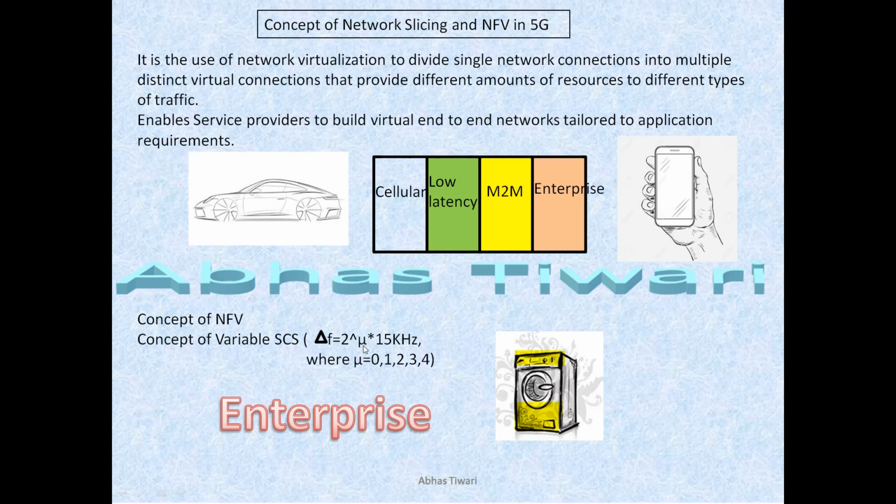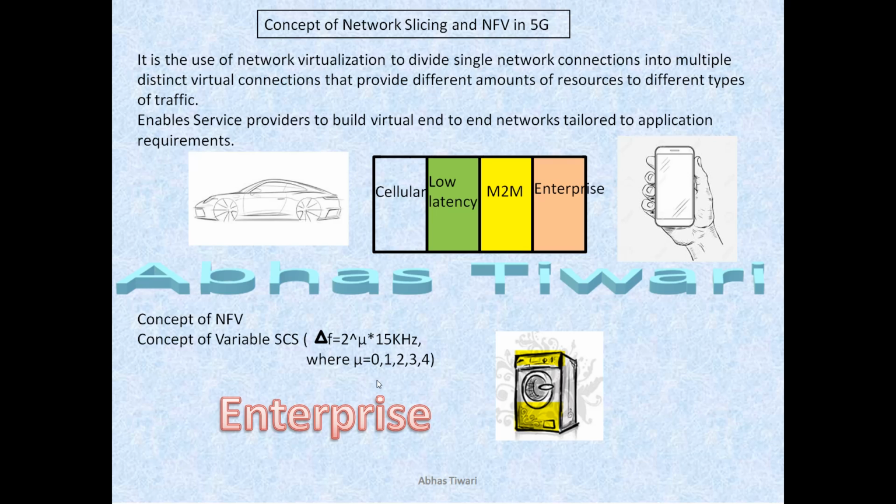Delta F is equal to 2 raised to the power of mu into 15 kilohertz. If we place mu equal to 0 here, then 2 raised to the power of 0 is 1, so 1 into 15 kilohertz. That is 15 kilohertz subcarrier spacing, as was present in LTE also. Similarly you can put mu as 1, 2, 3, 4. Up to 240 kilohertz of subcarrier spacing is supported as of now in 5G. So we can make the necessary changes for the requirement.